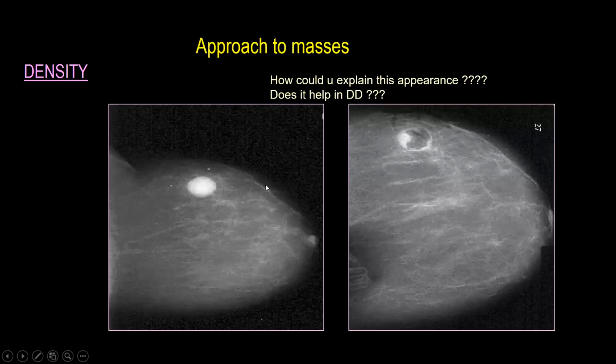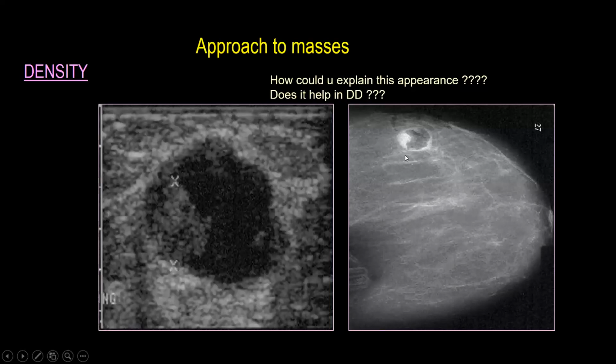They aspirate the fluid from the mass. This mass here is a complex mass. They aspirate the fluid and demonstrate the wall of the mass as irregular with a large mural nodule. Can you see it now here on ultrasound?